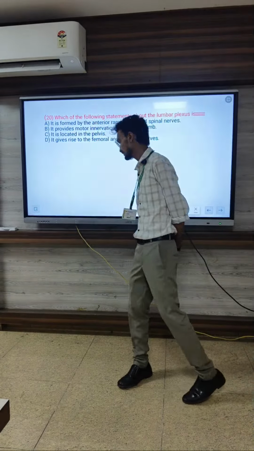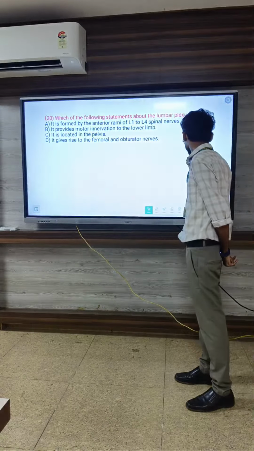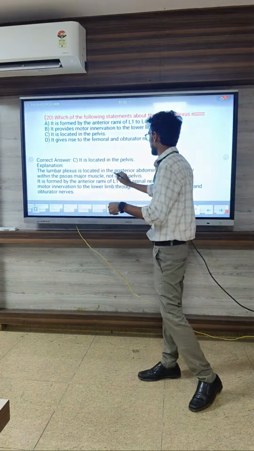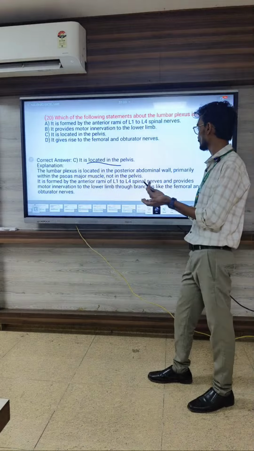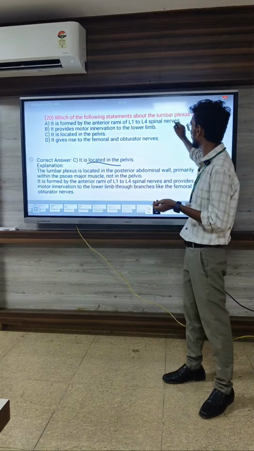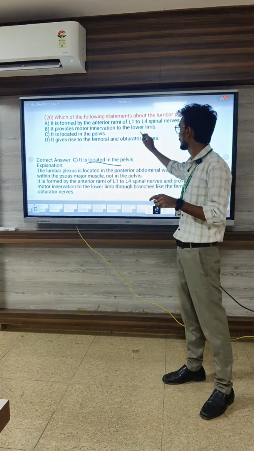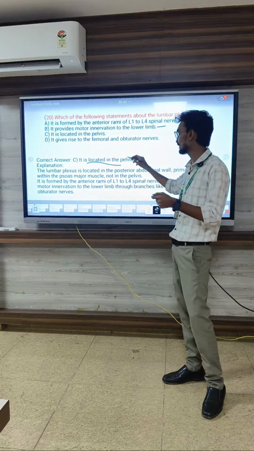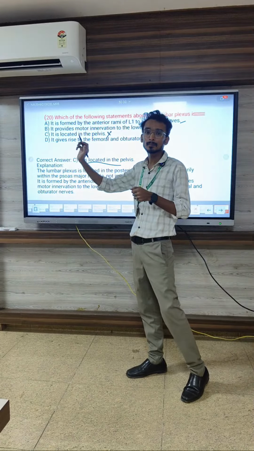Okay, finally to the answer session. Thank you, Mr. Manikandan, Hemalata, and Kalai. You have answered correctly. The option is that it is located in the pelvis. The lumbar plexus is located in the posterior abdominal wall, not inside the pelvis. So the remaining three options are correct. It is formed by the anterior rami of L1 to L4 spinal nerves, and it provides motor innervation to the lower limb. It gives rise to the femoral as well as obturator nerve, right? Only the incorrect answer is that it is located in the pelvis.